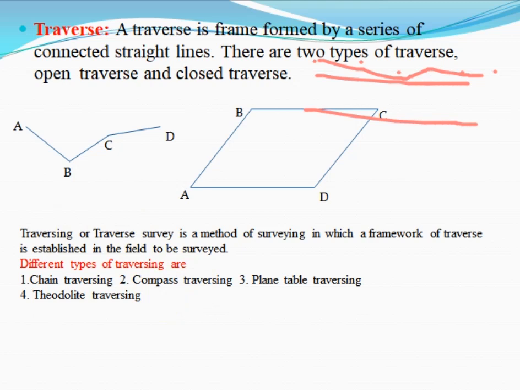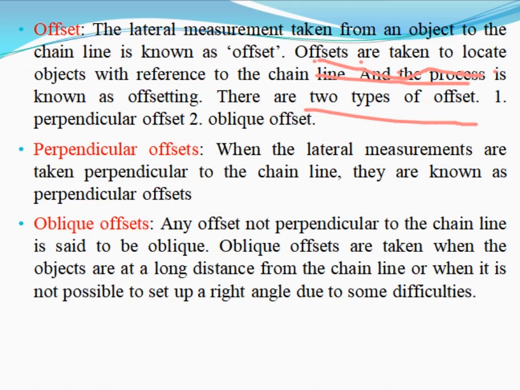Offset: the lateral measurement taken from an object to the chain line is known as offset. Offsets are taken to locate an object with reference to the chain line, and the process is known as offsetting. There are two types of offset: perpendicular offset and oblique offset. When the lateral measurements are taken perpendicular to the chain line, then it is known as perpendicular offset, and when an offset is not perpendicular to the chain line, then it is called an oblique offset. Okay.